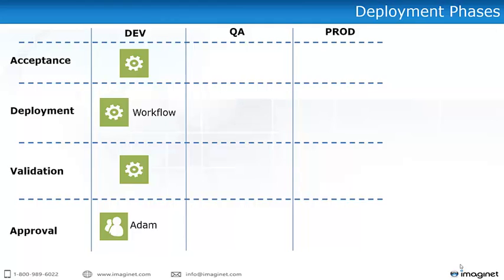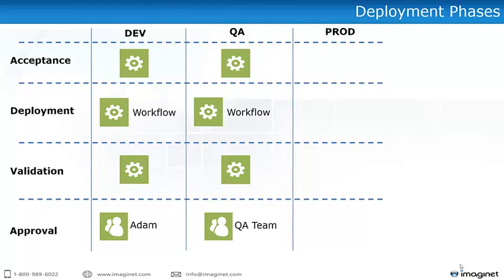Once Adam has given approval, we're going to go into the QA stage. Again, we've automated the acceptance phase, which is going to kick off the deployment workflow into the QA environment. We're automating the validation again, and then we're going to pause for the QA team, any member of the QA team, to do an approval on the QA deployment. Once the approval is obtained from the QA team, we're going to go into production.